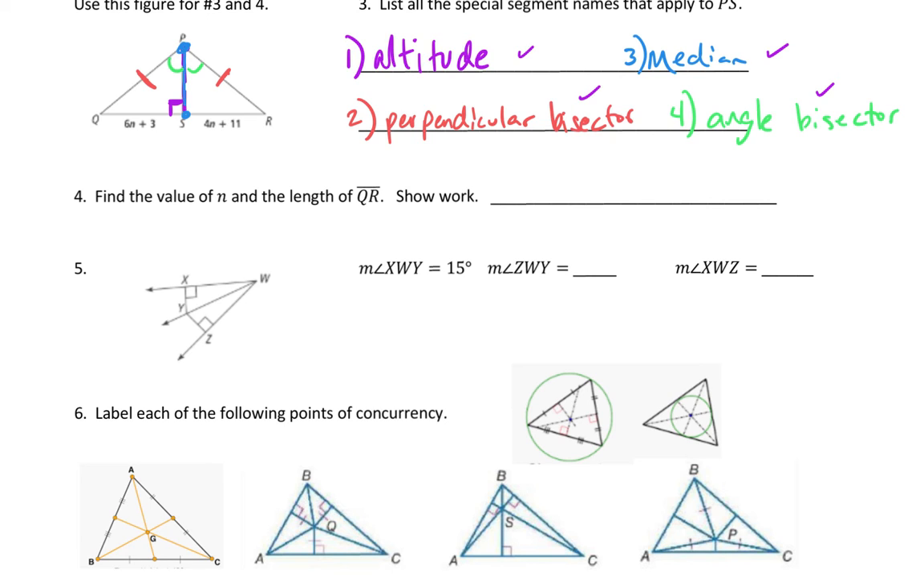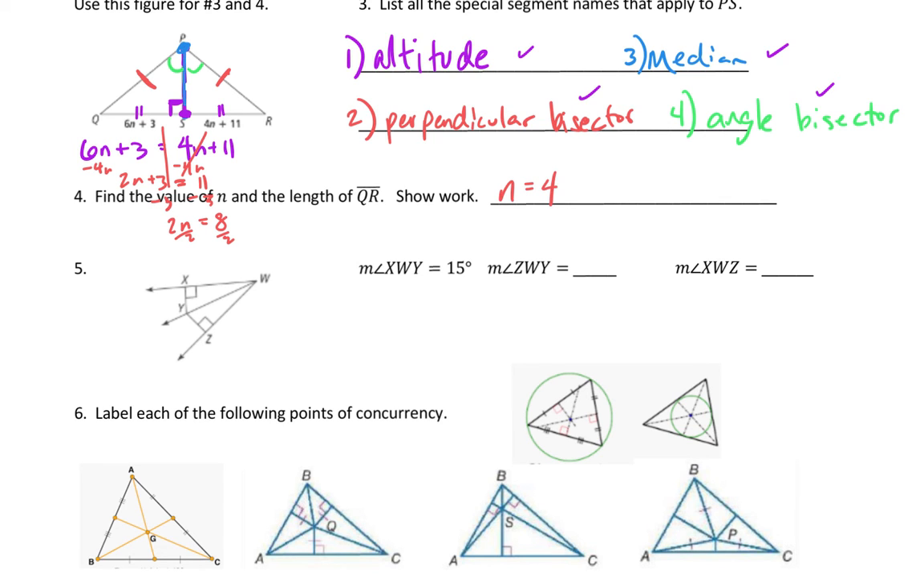Number 4 says find the value of n. Well, since it's a perpendicular bisector, and I know that S is the midpoint, I know that these two pieces are congruent to each other. I know that 6n plus 3 is equal to 4n plus 11. So you need to set that up just like that and solve it for n. Okay, all your n's need to be on one side. And then you need to get all your numbers on the other side, so subtract the 3. 2n equals 8, so divide by 2, and n equals 4.